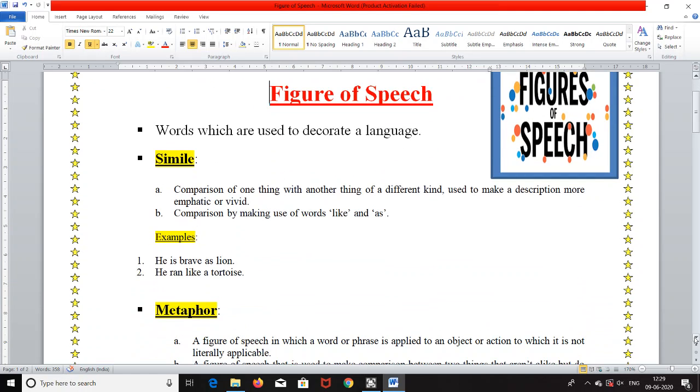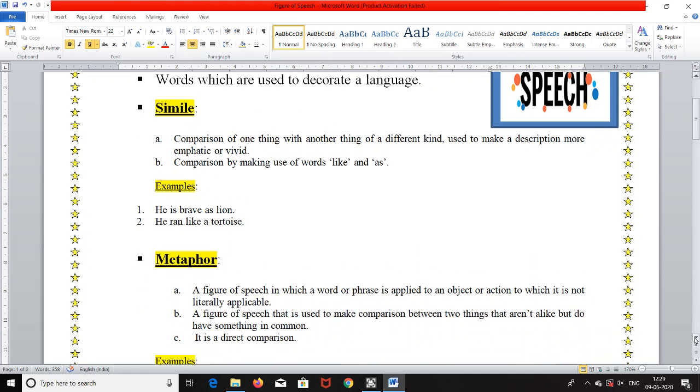Another one is metaphor. Metaphor is a figure of speech in which a word or phrase is applied to an object or action to which it is not literally applicable. We'll check in some simple language. It says, a figure of speech that is used to make comparison between two things that are not alike but do have something in common. They are not the same, but they have something in common. And it is a direct comparison.